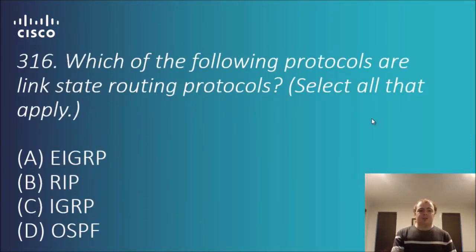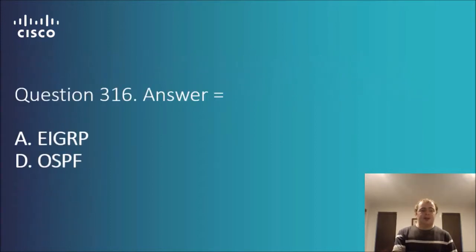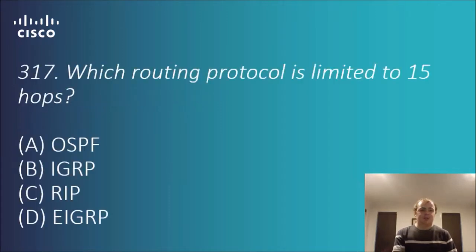316, which of the following protocols are link state routing protocols? Select all that apply. We've got EIGRP, RIP, IGRP, OSPF. Alright, so this one, it's a matter of studying, I guess, what makes a link state routing protocol. And I'll give you the answers here: A and D, EIGRP and OSPF. OSPF obviously is the open link state routing protocol, and EIGRP is linked to Cisco.